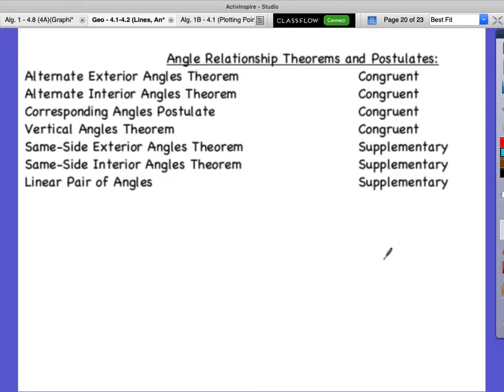Okay. So these are just our angle relationships. We already know these. We just haven't given them names. Alternate exterior angles theorem. It just says, hey, if two parallel lines are cut by a transversal, alternate angles are congruent. We already knew that. We already made that in our chart. We've already been using it. We're just saying, hey, here's our theorem for it.